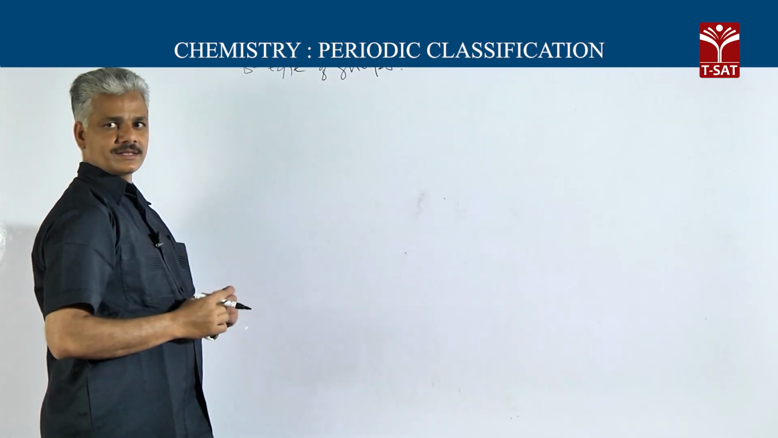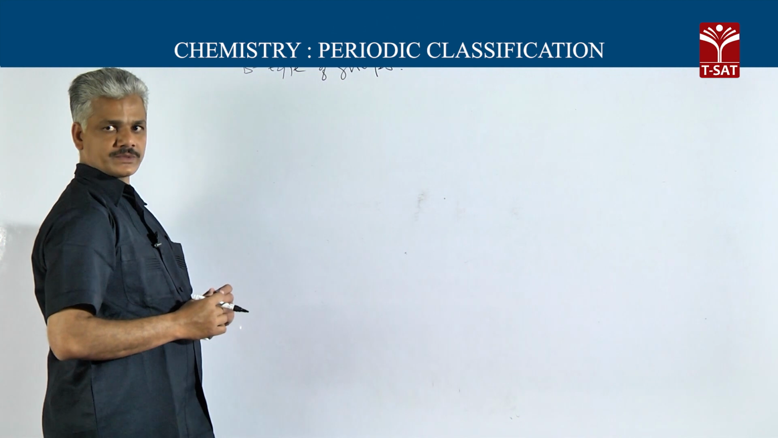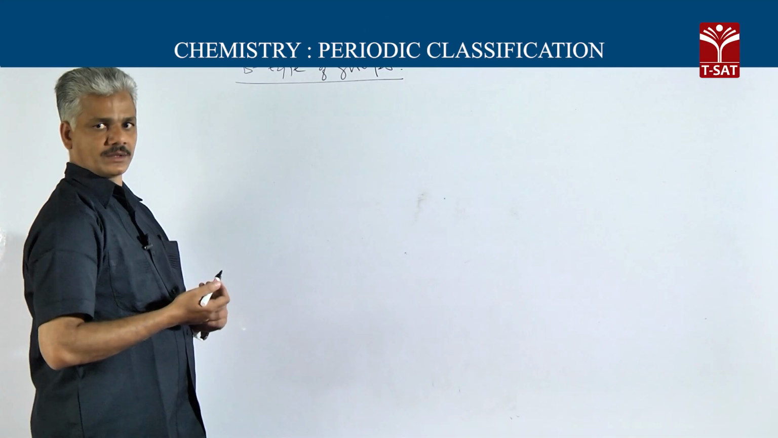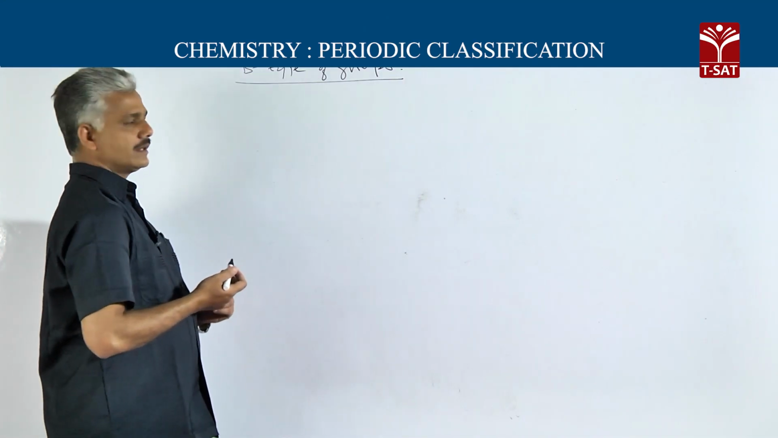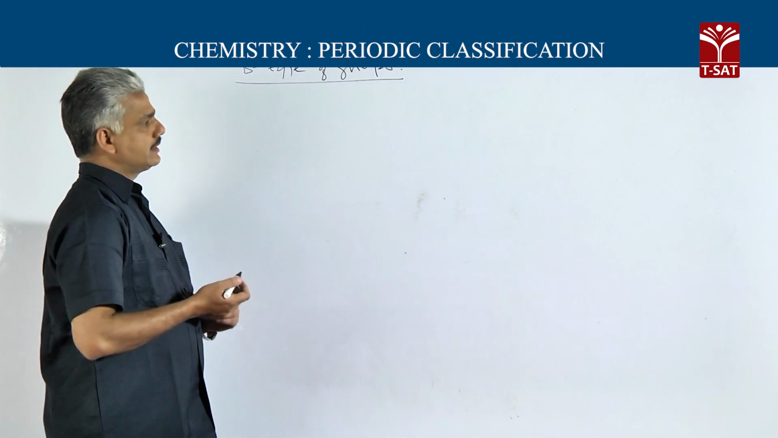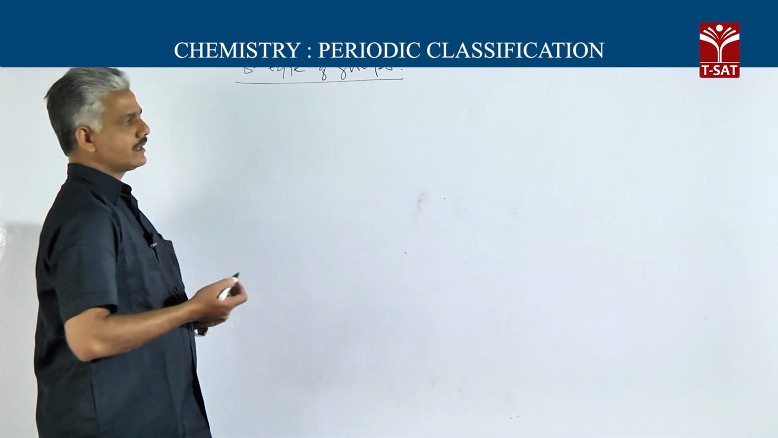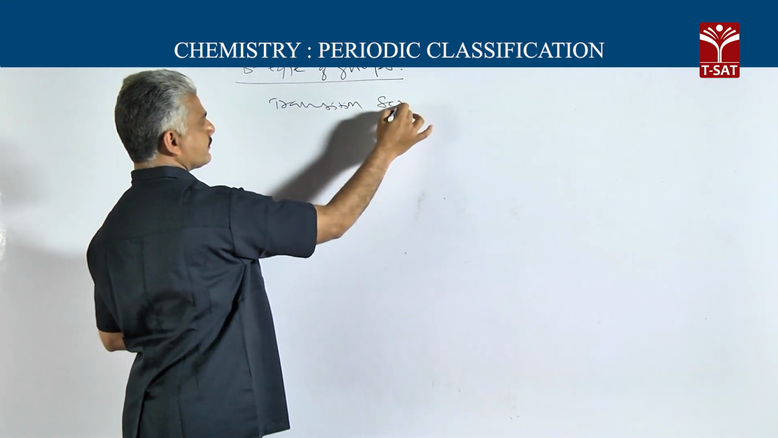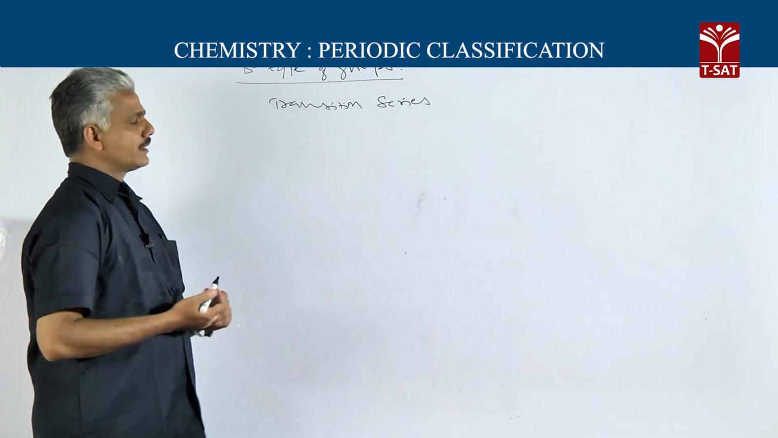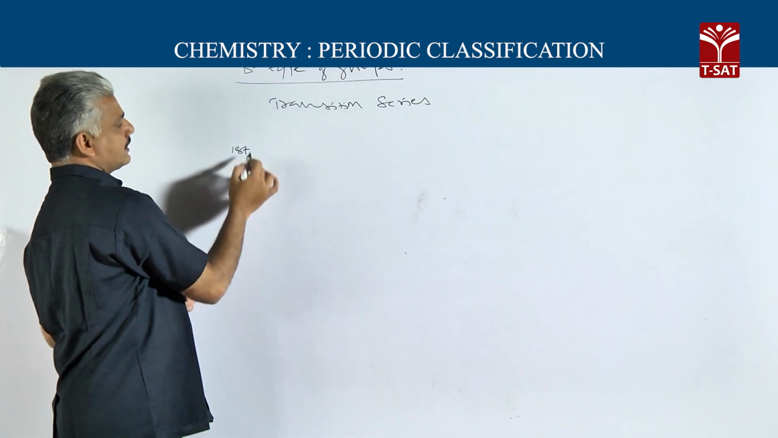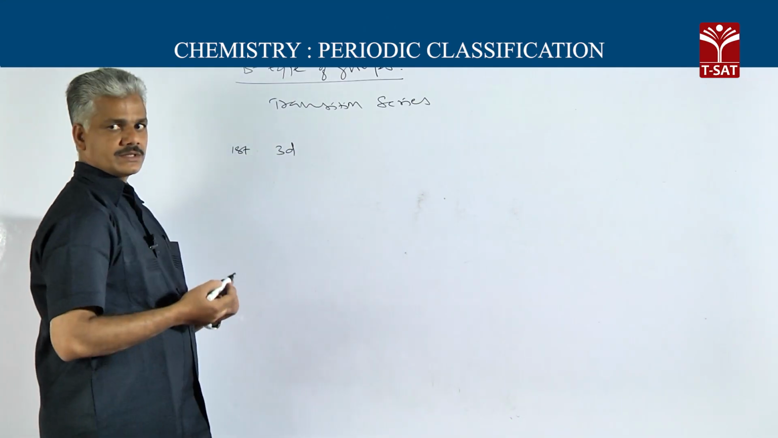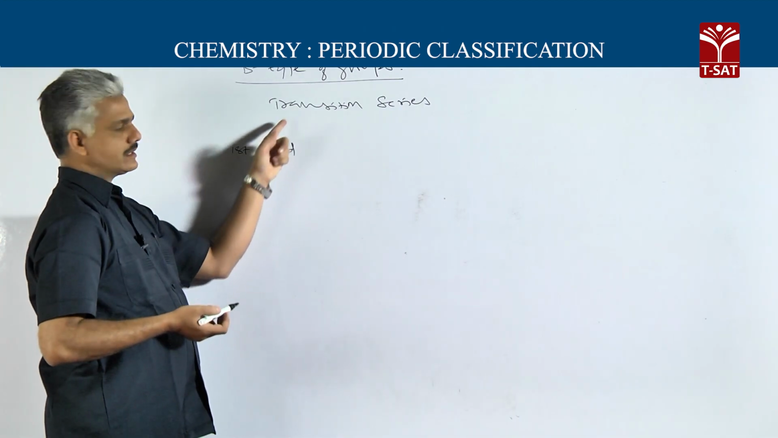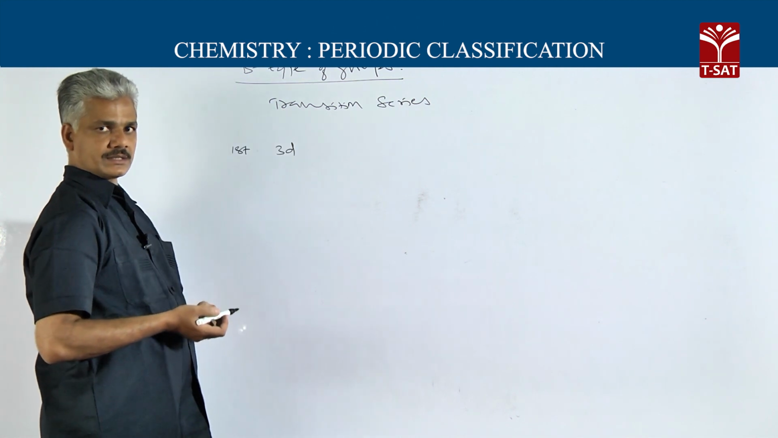The detailed study of B type of groups. In the B type of groups, there are a total of 10 groups. However, the B type of groups are studied in the form of 4 series called transition series. In the first transition series, the 3d level is gradually filled with electrons. That is why the first transition series is also called the 3d transition series.